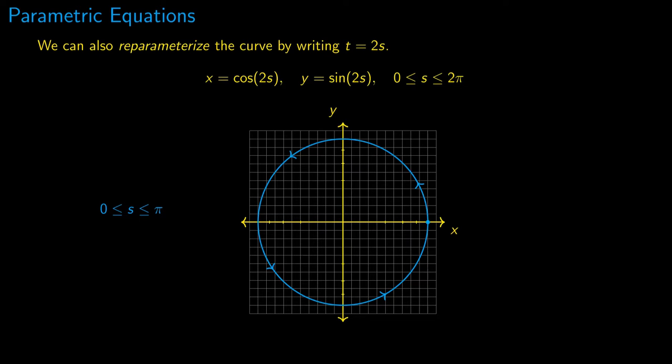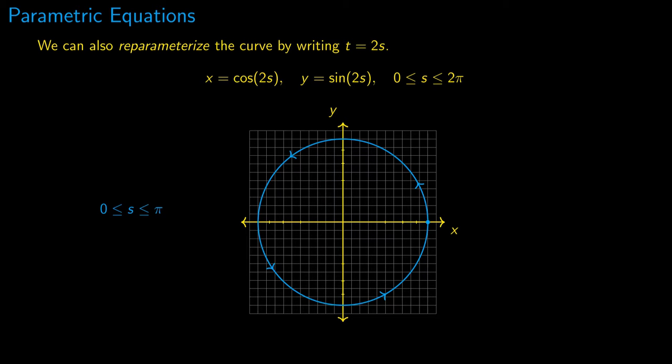Now we can also reparameterize the curve by changing our parameter. So we can let t be 2s, where s is some other parameter. And then our curve becomes x equals cosine 2s and y equals sine of 2s. And we'll let s range on the same interval, so it goes from 0 to 2 pi.